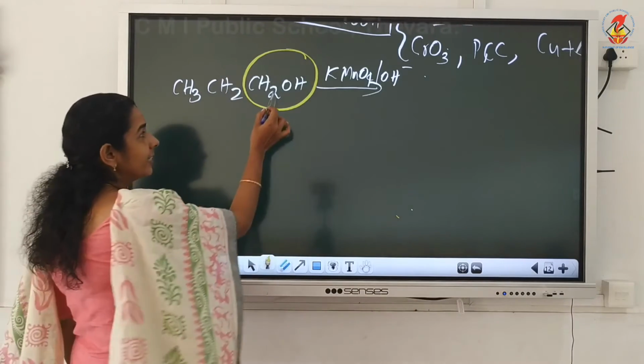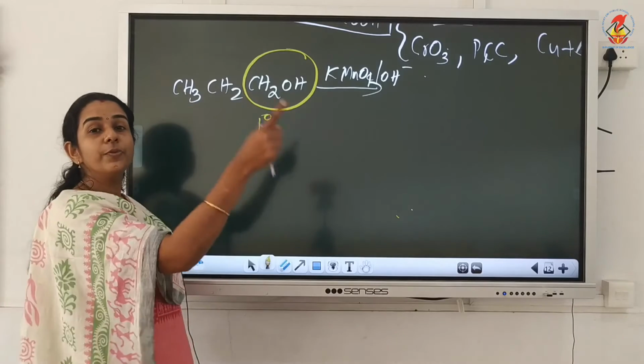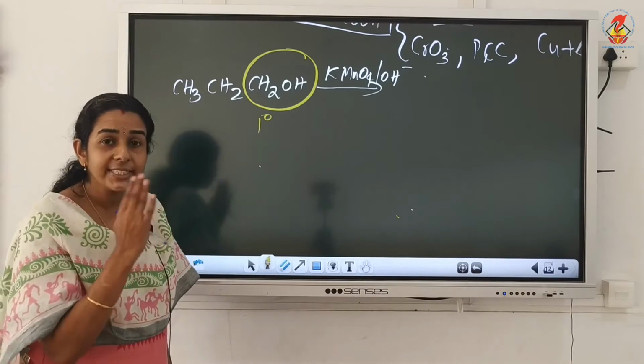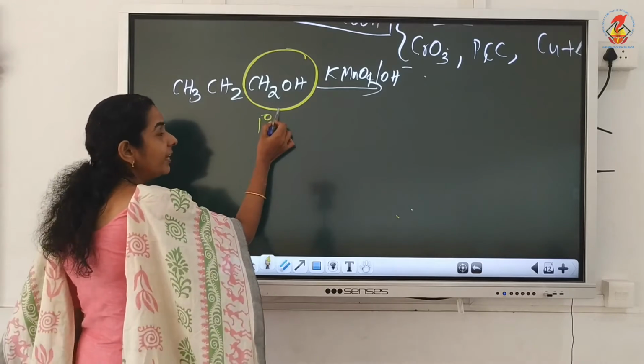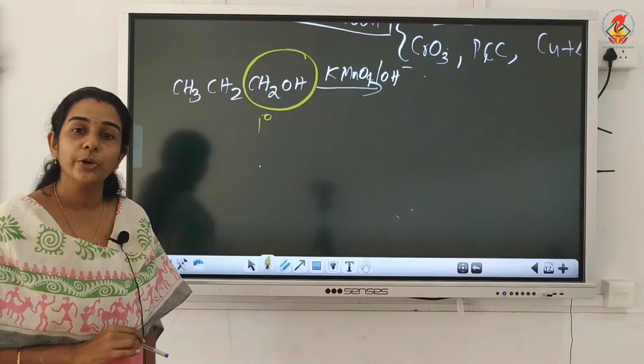What happens if we are oxidizing a primary alcohol with a strong oxidizing agent? Yes, you will be getting carboxylic acids. So it is very easy to write the product. Simply replace the CH2OH by the COOH group.